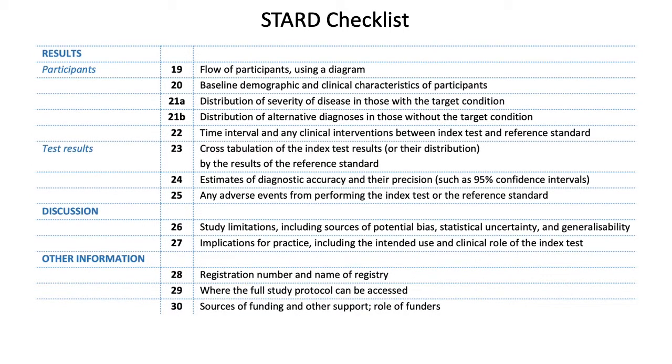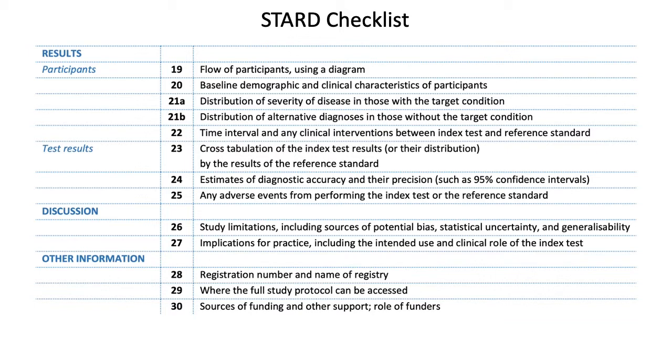After describing methods, the next logical step is to describe results. For description of results, a flow diagram is usually preferred. I will show you that flow diagram in the next slide. We have to give baseline demographic and clinical characteristics of the participants. If there is any severity gradient in the disease, that needs to be described. And if some intervention has been done between index test and reference standard, that also needs to be mentioned.